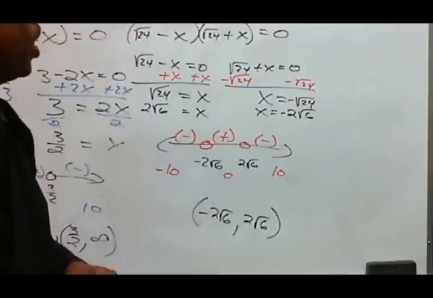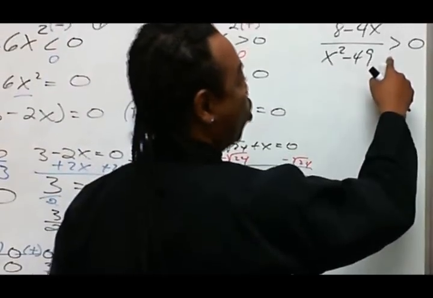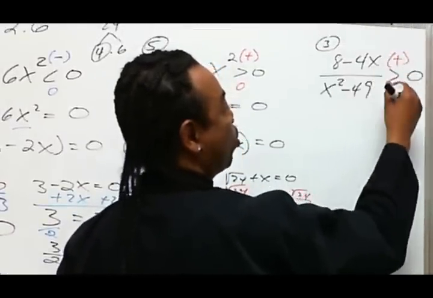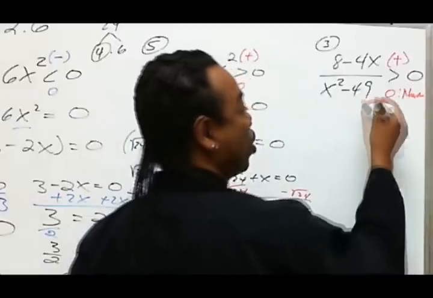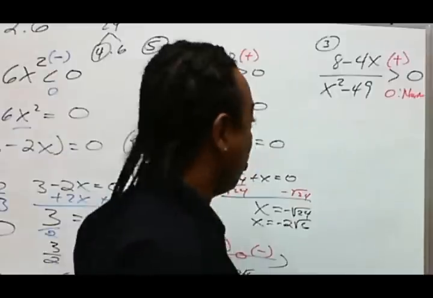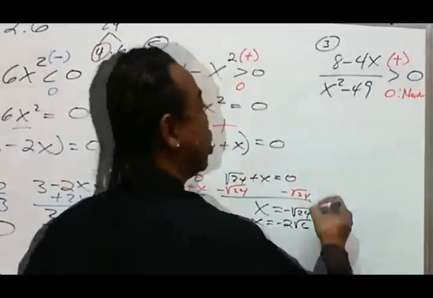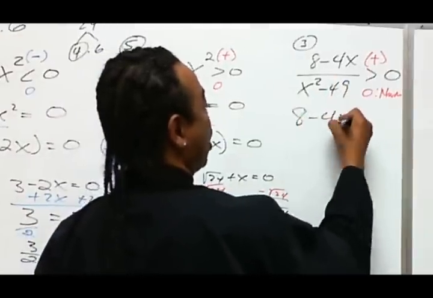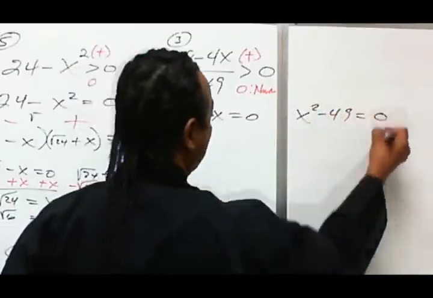Number 3, we have a numerator and denominator, and this is all greater than 0, so we're looking for positive parts. The numerator will be open. The denominator is always open, but the numerator is open because there is no equal sign. But answers that come from the denominator will always be open. So let's take everything apart. We have 8 minus 4x equals 0. And we'll have x squared minus 49 equals 0.